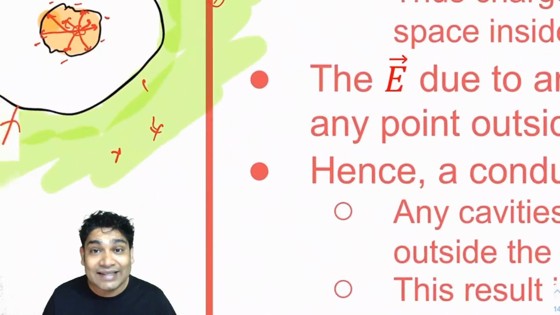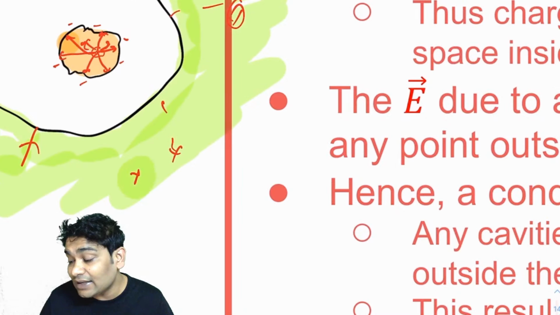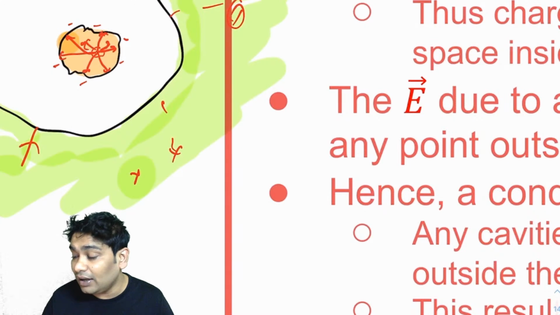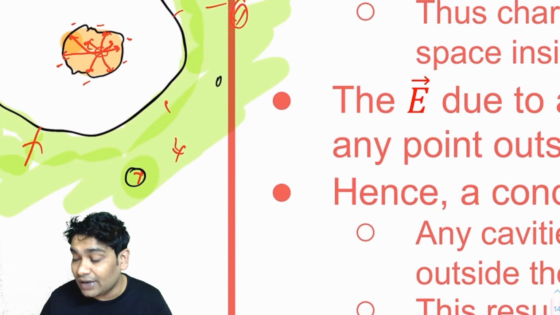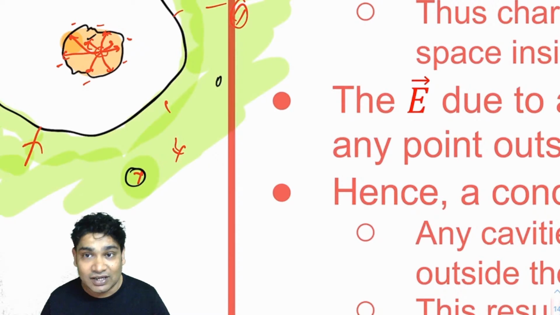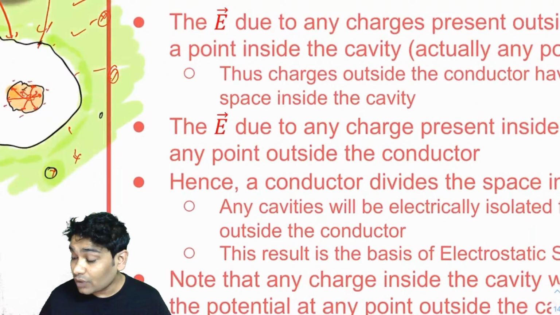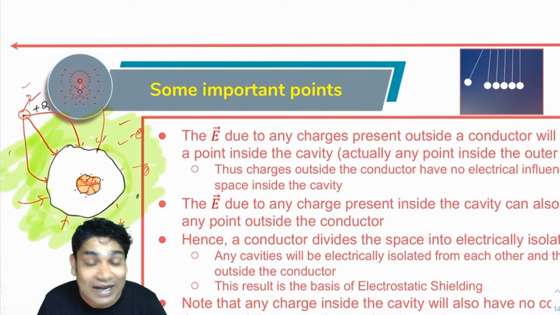So we can say that these are electrically isolated spaces. Anything here is electrically isolated from anything which is inside the cavity. Please remember, this guy or any charges present outside will be isolated from this guy. They can never interact with this guy, and vice versa. So this result is the basis of electrostatic shielding.